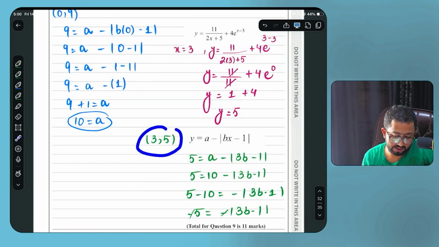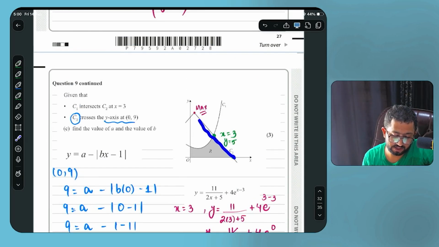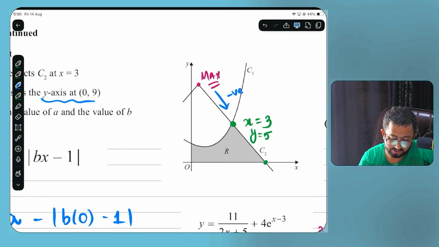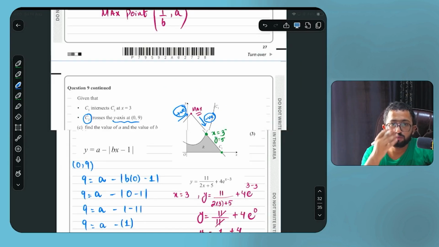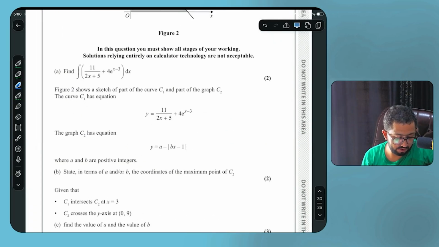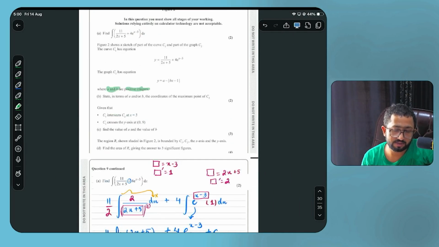Now as you can see, this point lies on which line? This line which has a negative gradient. So the modulus is going to open with a negative sign for this line, and this line has a positive one. But be careful, read the question carefully. A and B are actually integers.